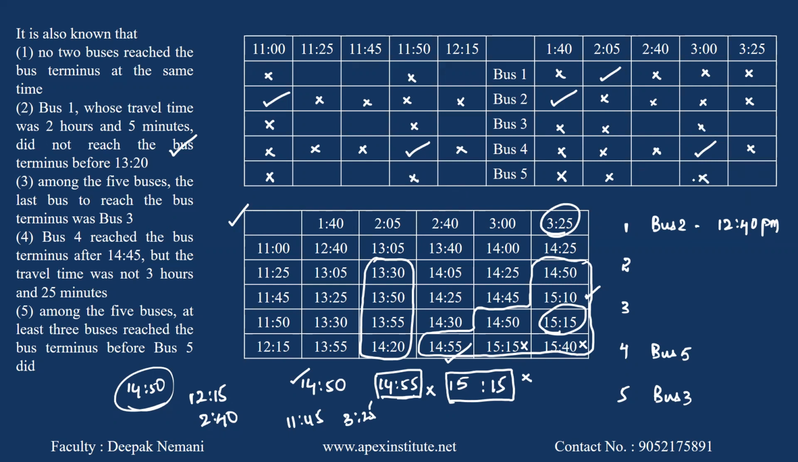It's not possible. So this should be bus 4 reaching at 14:55 p.m. Now coming to bus 1. Bus 1, you cannot have bus 1 traveling for 3 hours 25 minutes.